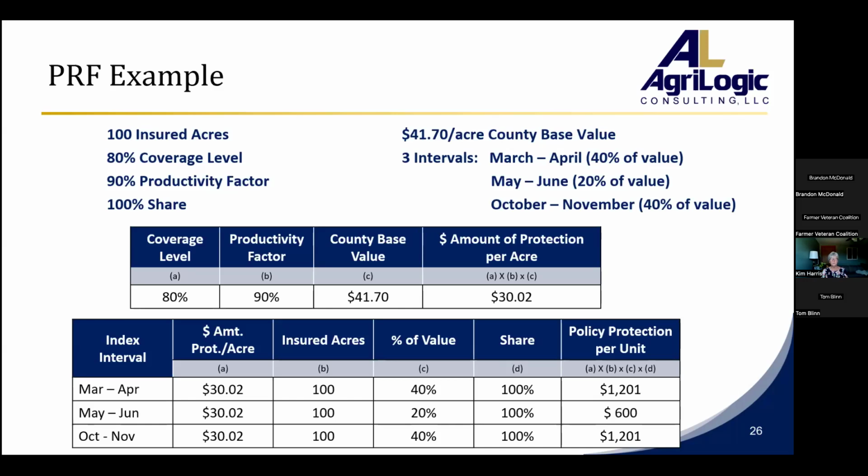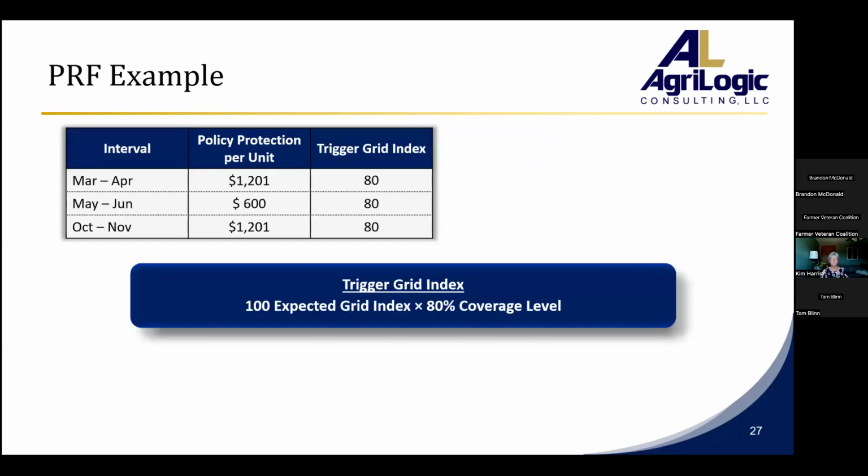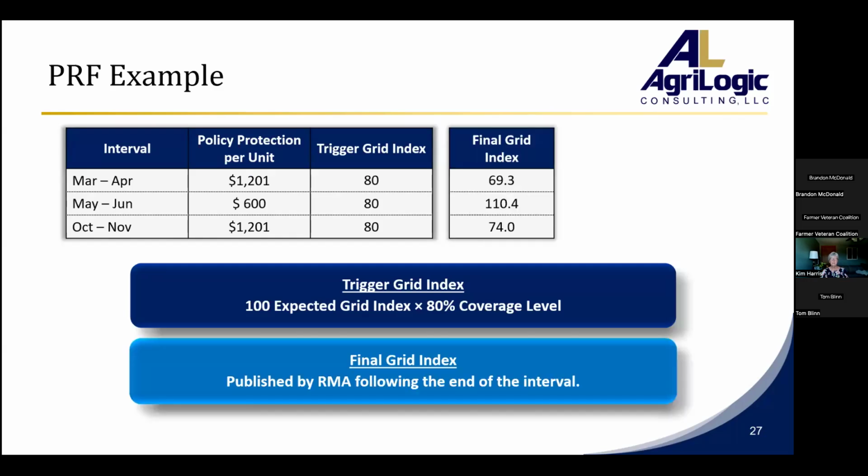And then October, November, we'll have another $1,201 because again, it's 40%. So we're spreading that coverage out over the 3 different intervals. Well, since we elected 80% coverage level, our trigger grid index will be 80. In this particular year and these intervals, you can see the final grid indexes that were published. We have a 69.3, a 110, and a 74. Since our trigger is 80, anything under 80 is due an indemnity.